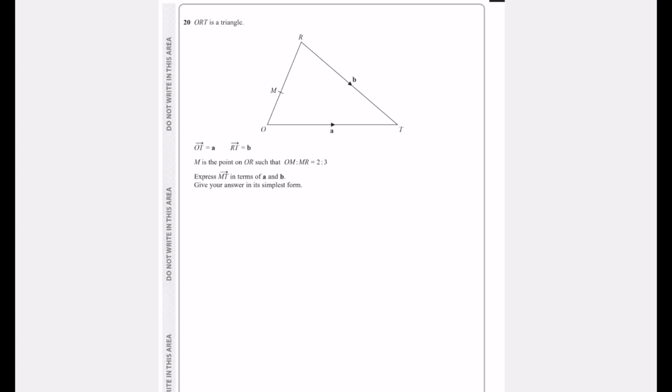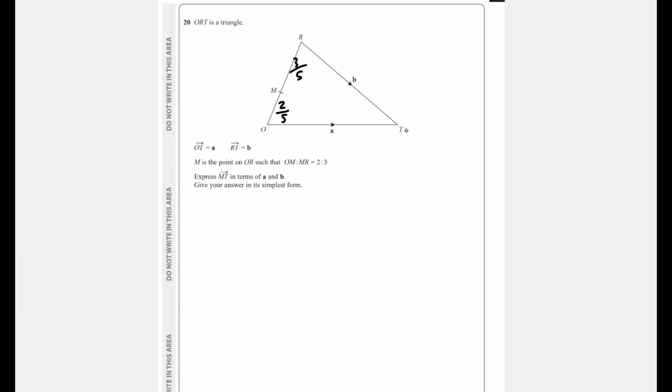Question 20. ORT is a triangle. O to T is called A, R to T is called B, M is the point on OR, such that O to M is 2 parts, M to R is 3 parts. So there are 5 parts in total. So it's 2/5 and 3/5. Express M to T in terms of A and B.